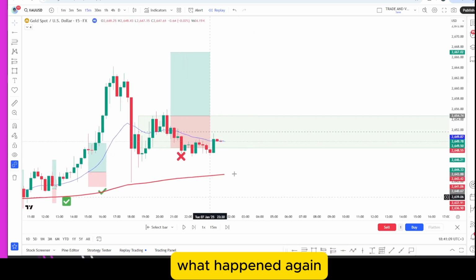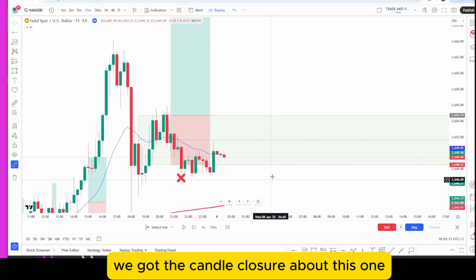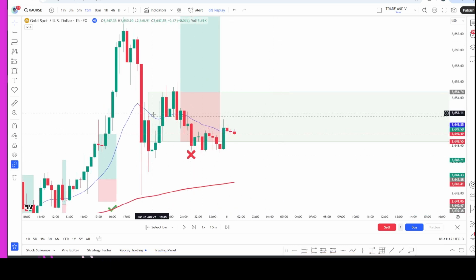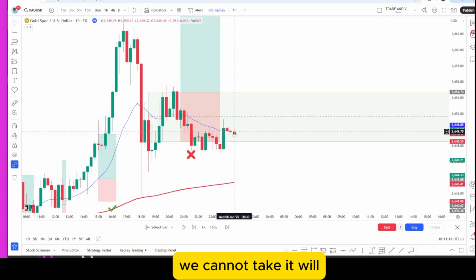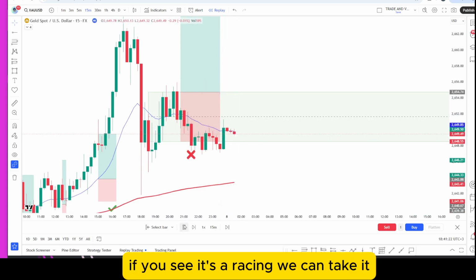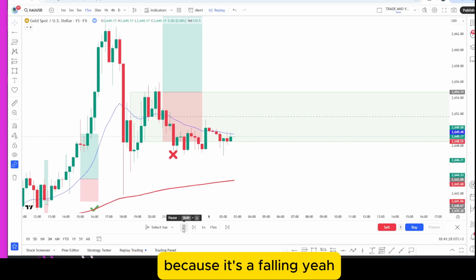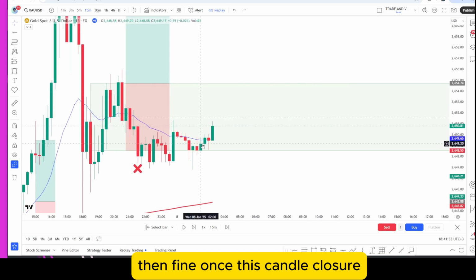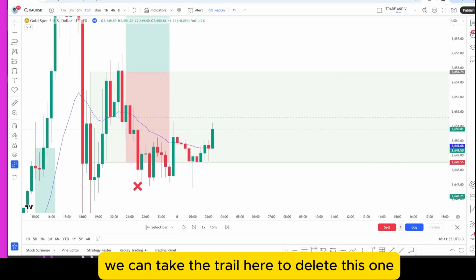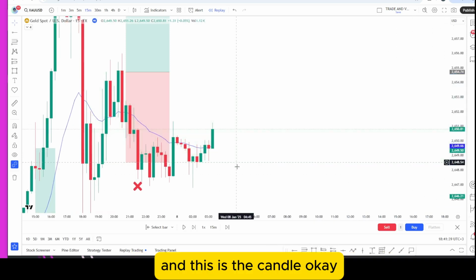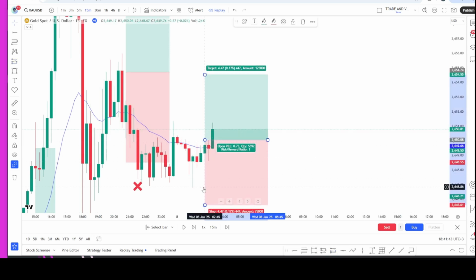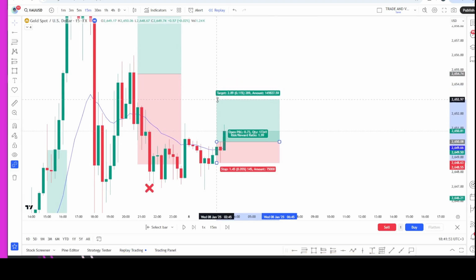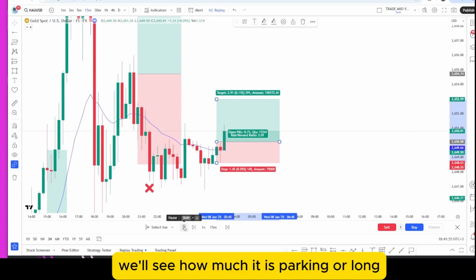Okay, what happened again? We got the candle closure above this one, but you see, this one is actually falling short term, so we cannot take it. If you see it rising, we can take it. That is why we didn't take the trade, because it's falling. Yes, it started rising a little. Okay, fine. Once this candle closes, we can take the trade here. Delete this one, and this is the candle. Okay, we will take it and put the stop loss here. 1:2 we will take. We'll see how much it is working or not.